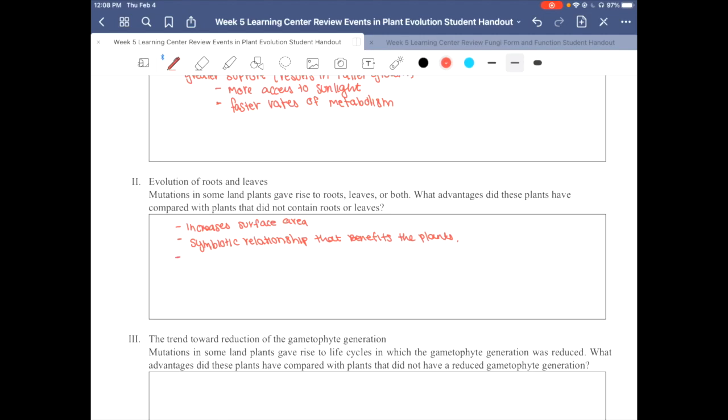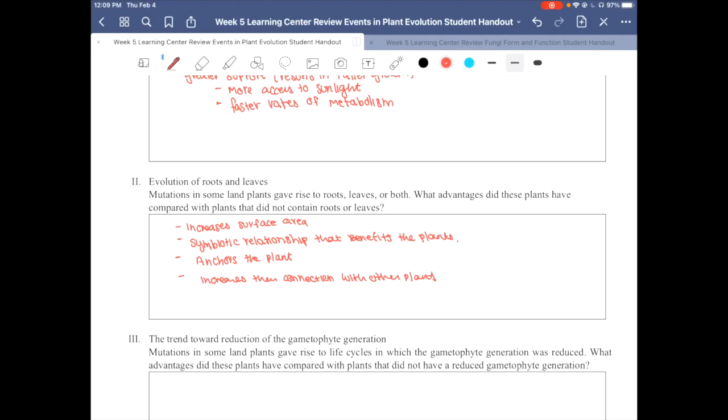Another answer I see is anchors the plant. That's also a great answer. And another answer I see is increases connection with other plants for resources. That's also true. Yeah, it's also a communication network.